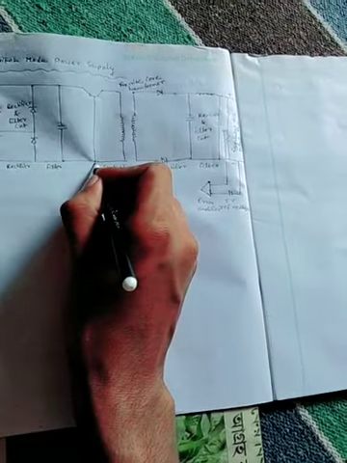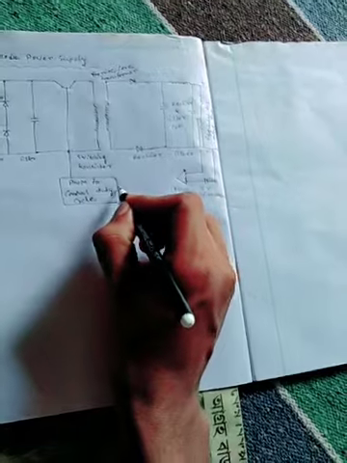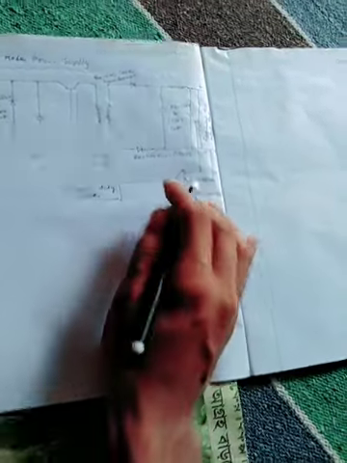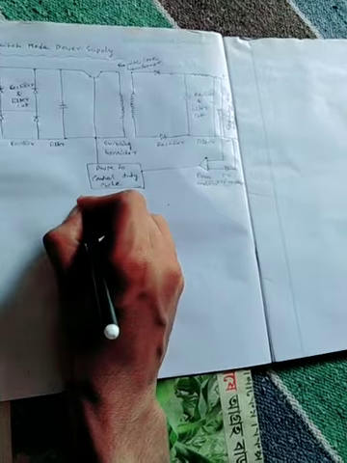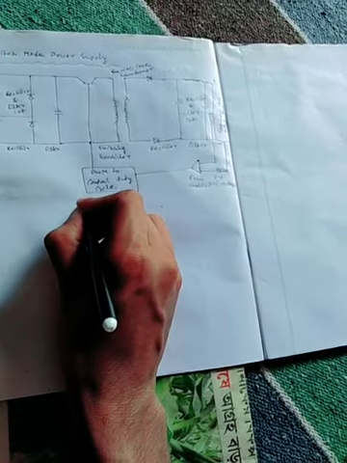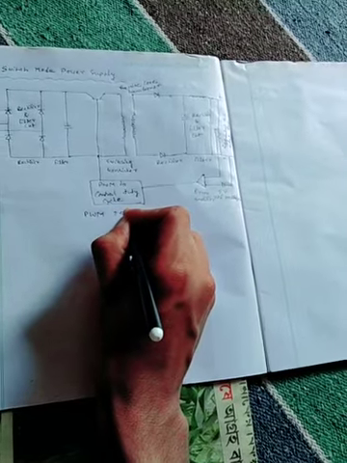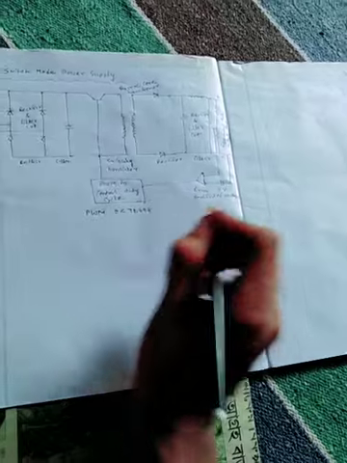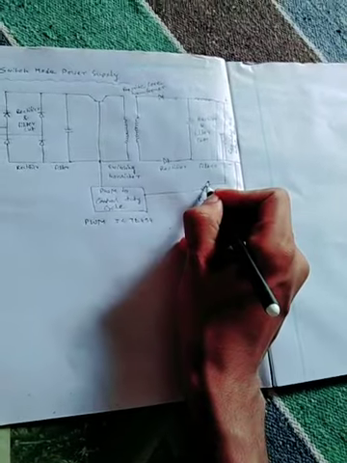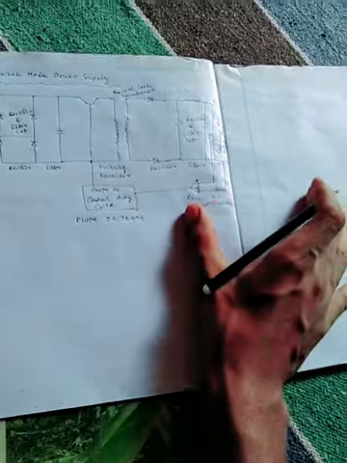PWM means pulse width modulation, and there is an IC for it named TL494. This has the negative and positive inputs.